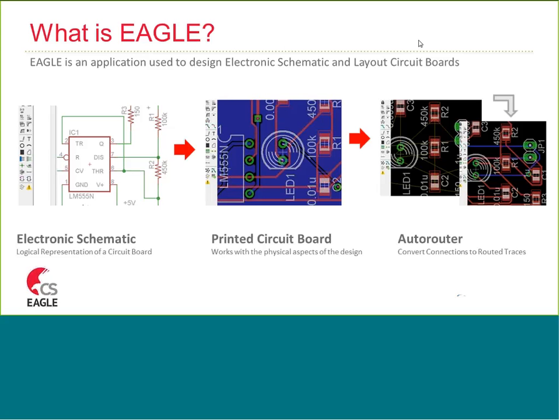The third and final module is the auto router. The job of the auto router is to define a path for the connections on the circuit board which were brought over from the netlist that was created in the schematic. In other words, as you bring your parts over to the board layout, they'll have connections, but they won't have a path. The job of the auto router is to provide a cost-effective and efficient path for those connections, okay?